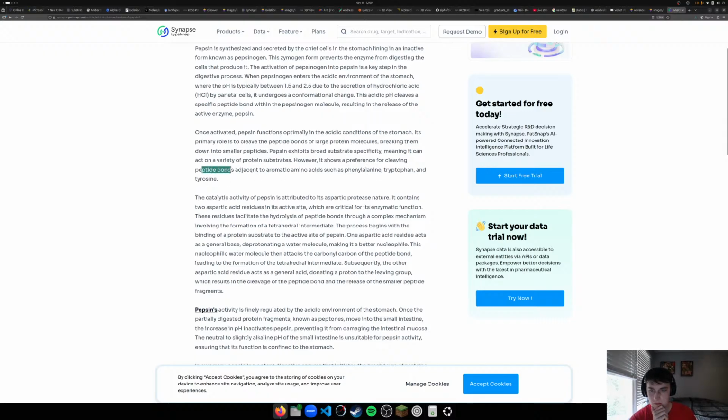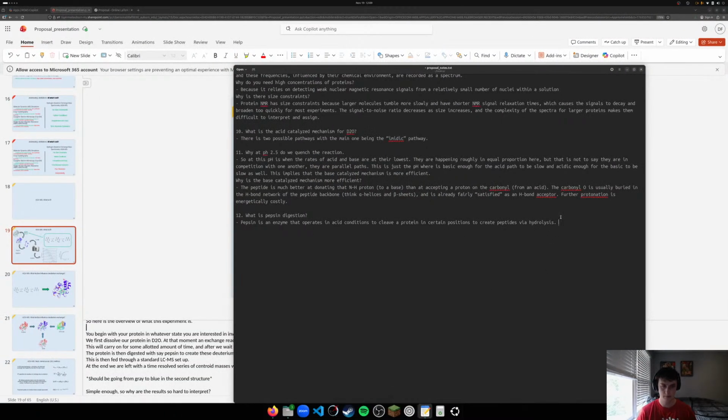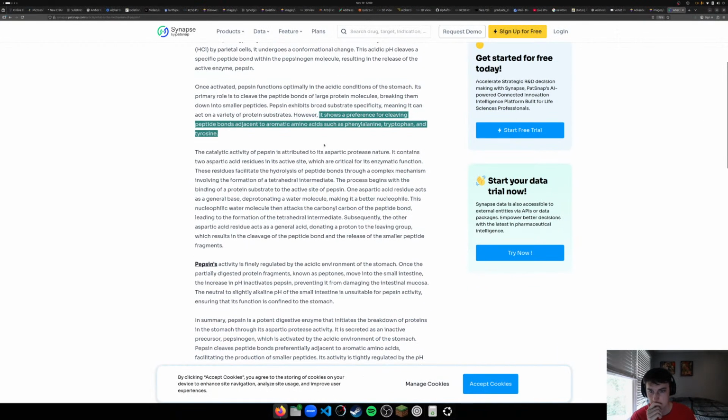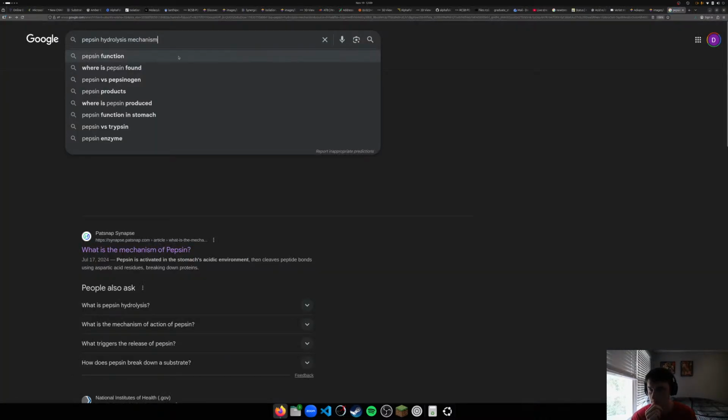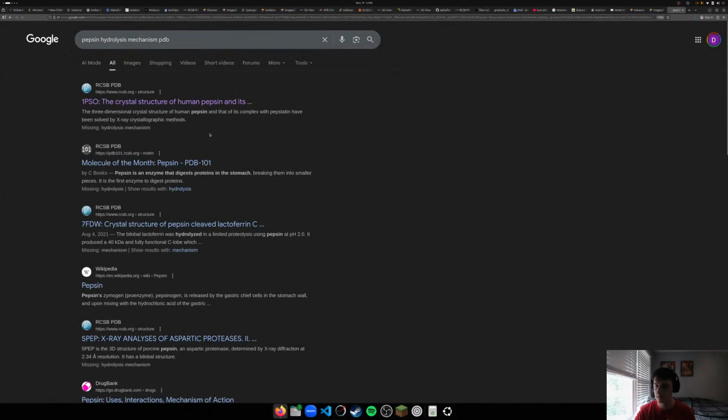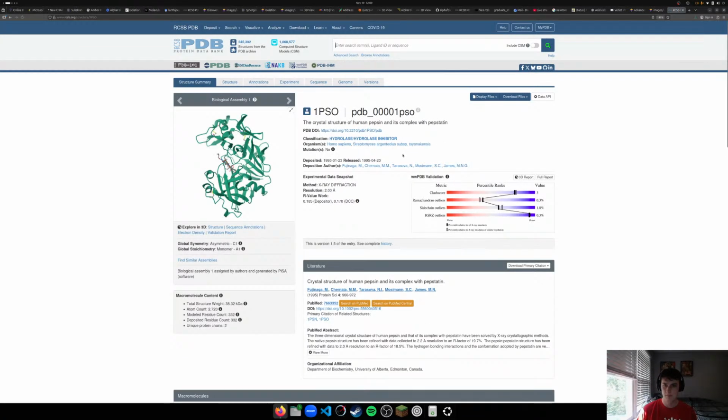It shows a preference for cleaving peptide bonds adjacent to aromatic amino acids, such as phenylalanine, tryptophan, and tyrosine. That's something probably to note. It shows a preference for cleaving peptide bonds adjacent to aromatic residues. It's attributed to its aspartic protease nature. I wonder if we could find the PDB for this. Looks like I've already looked it up. Human pepsin in complex with pepstatin.